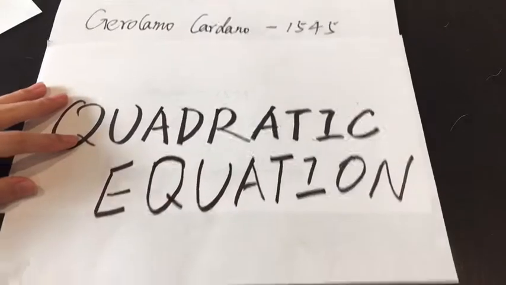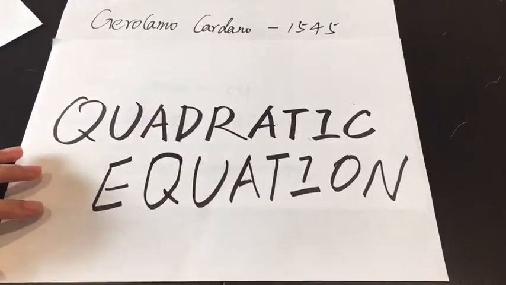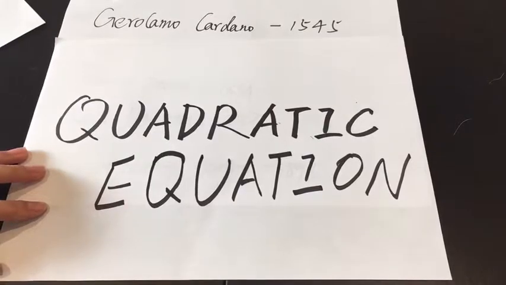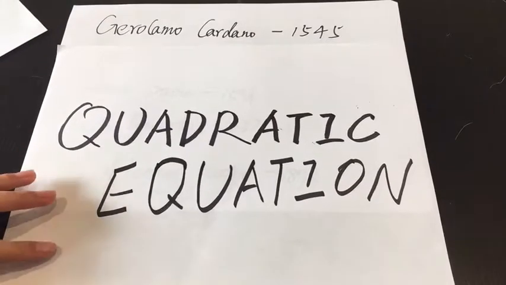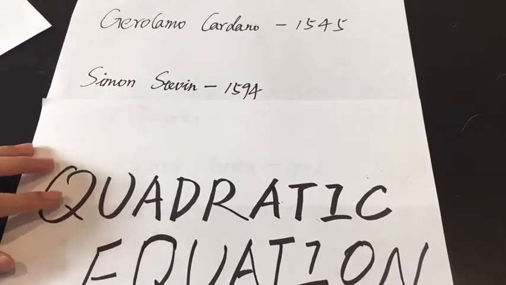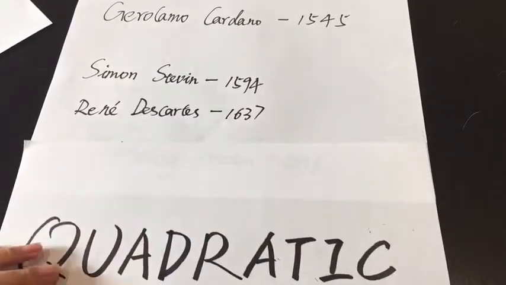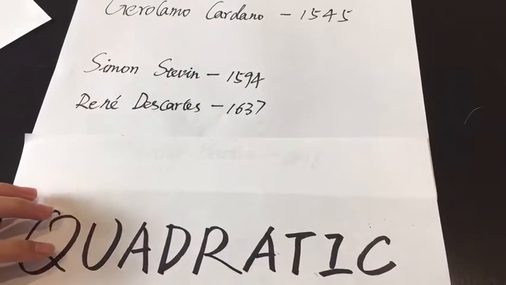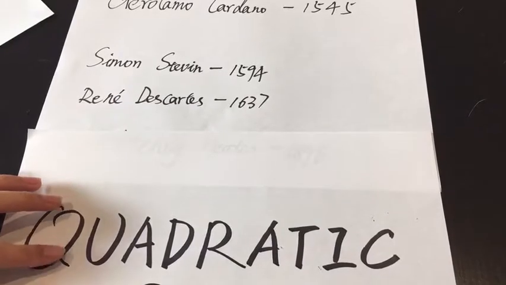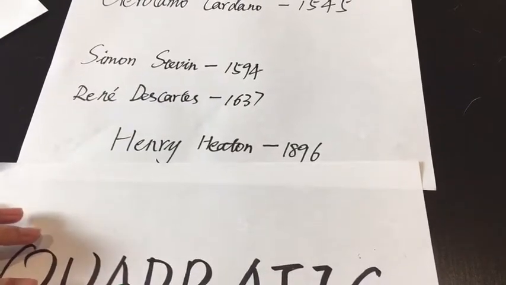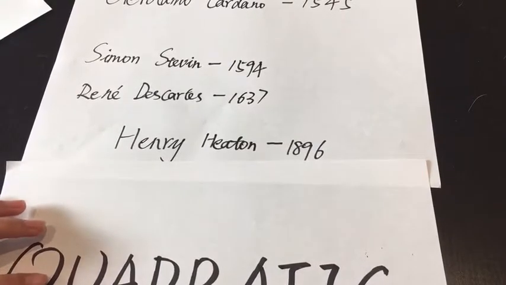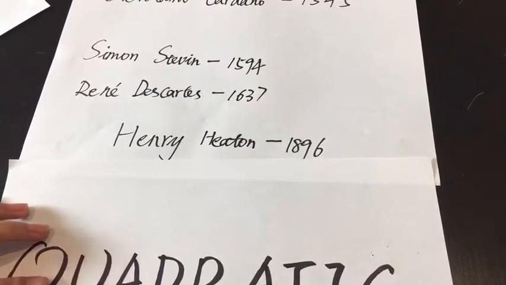First, I would like to talk about the history of quadratic equations. By 1545, Girolamo Cardano completed works related to quadratic equations. The quadratic formula covering all cases was first obtained by Simon Stevin in 1594. In 1637, René Descartes published La Géométrie containing the quadratic formula in the form we know today. The first appearance of the general solution in modern mathematical literature was in an 1896 paper by Henry Heaton.